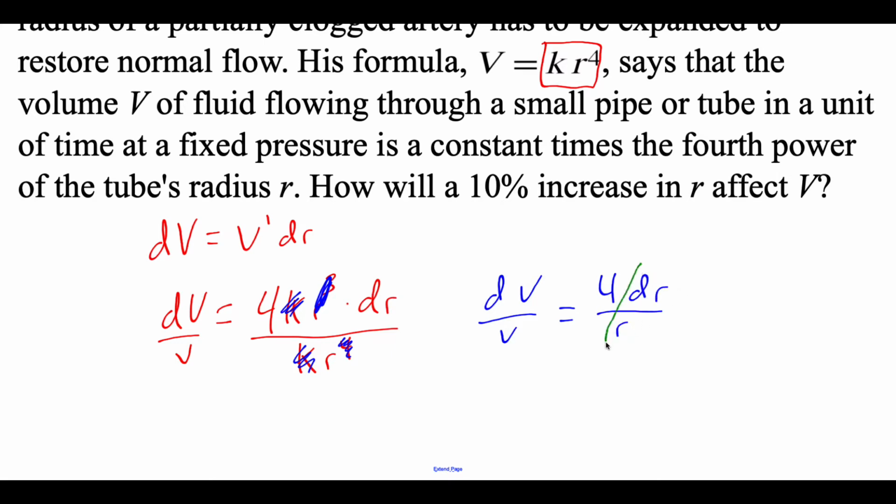Now this dr over r really represents the relative change in the radius. So we can say that the relative change in the volume is 4 times the relative change in the radius. So if we know that there's a 10% change in the radius, then that's going to produce a 40% change in the flow.